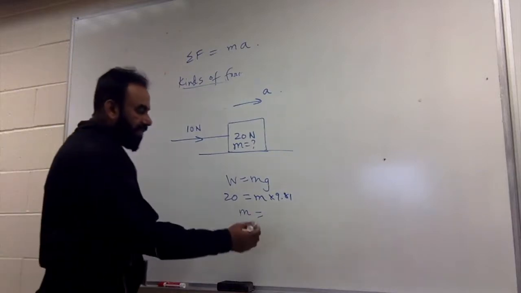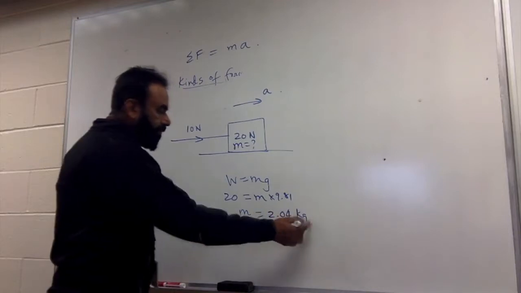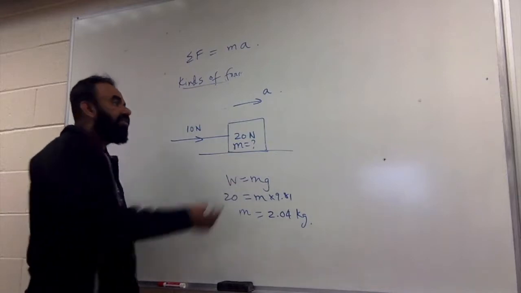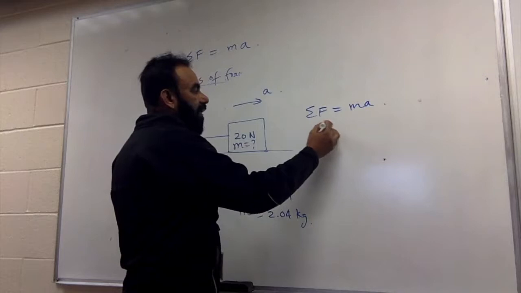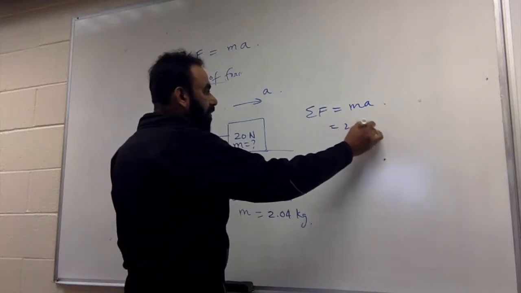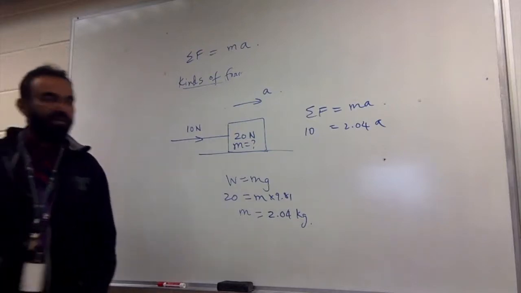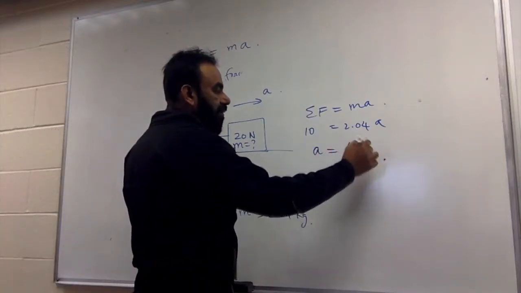Good. So mass comes out what? 2.04? Yes. So the mass comes out 2.04. And now you know the mass. You can apply net force is equal to mass times acceleration. And 2.04 times acceleration is 10 newtons that you're applying. And therefore you get acceleration as 4 point something, right? Yes, 4.9.